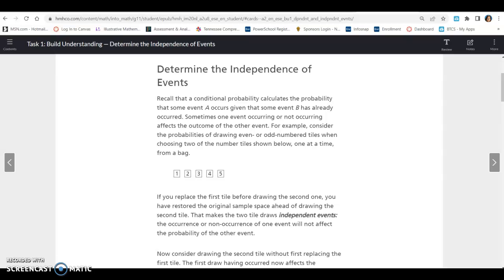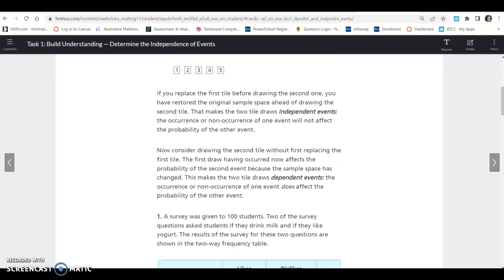For example, consider the probabilities of drawing even or odd number tiles when choosing two of the number tiles shown below, one at a time, from a bag. If you replace the first tile before you draw the second one, you have restored the original sample space ahead of drawing the second tile. That makes the two tiles independent events. The occurrence or non-occurrence of one event will not affect the probability of the other event.